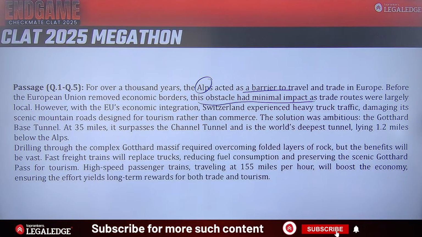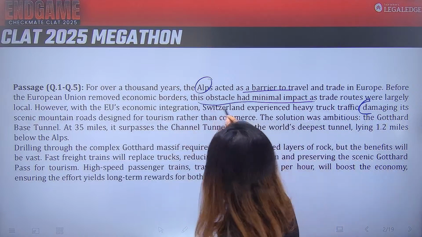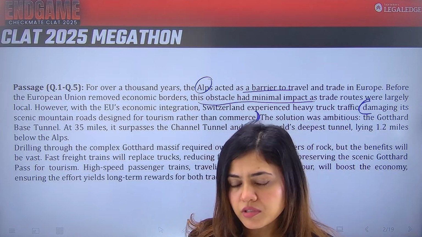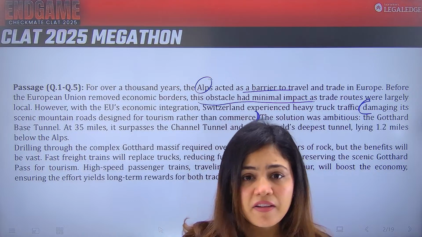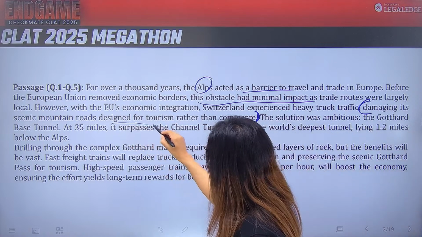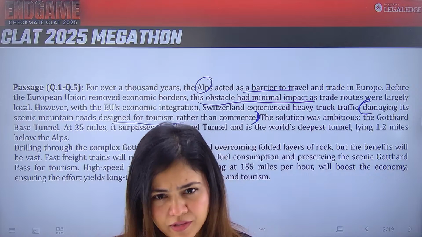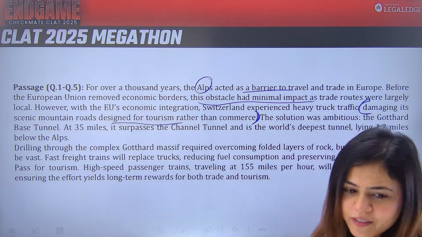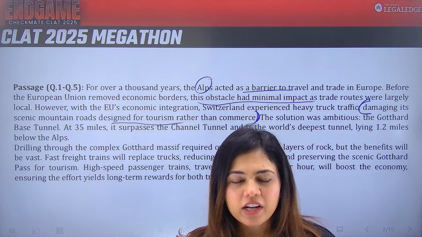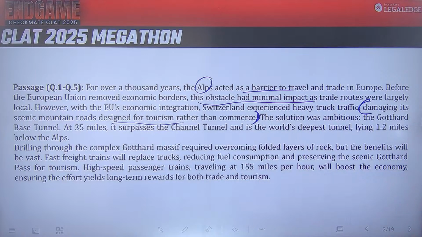Now, Switzerland is actually known for its natural scenic beauty, and that is something which got damaged. ठीक है, Switzerland is known for its tourism, and why it's known for its tourism because of its ethereal beauty. ठीक है, और इतना heavy truck traffic जब आने लग गया वहां पे तो automatically that got damaged, and Switzerland has been designed in a way that promotes tourism rather than commerce. So अब तुम ही लोग मुझे बताओ कि what is the main purpose of Switzerland here in this regard? Is it money, trade, or is it promoting tourism because of its natural scenic beauty? क्या होना चाहिए यहाँ पे?